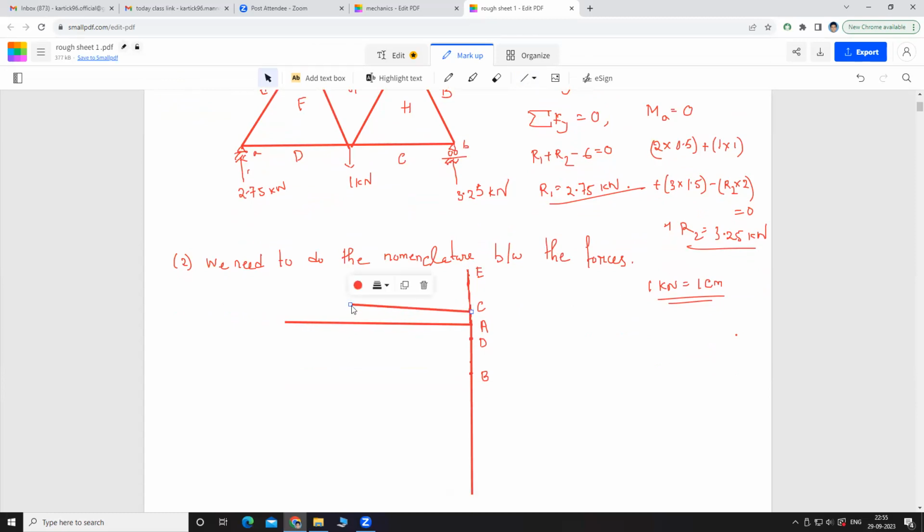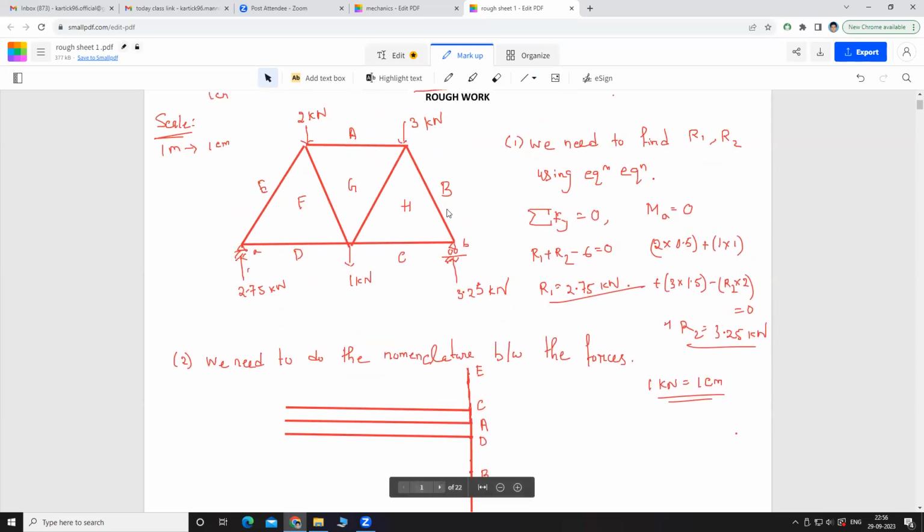Similarly, from D also. Now look at E and B. E is at 60-degree angle here. And what is the position?